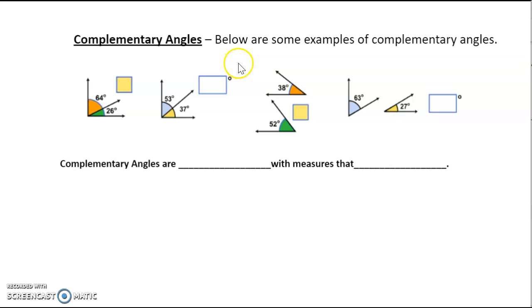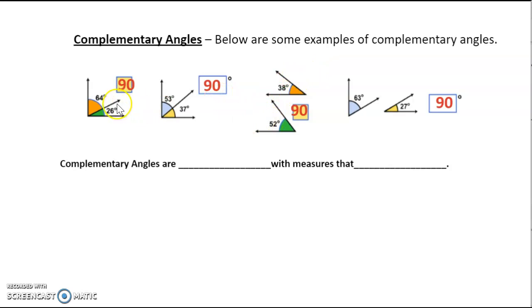So that brings us to what is a complementary angle. Below are some examples of complementary angles. Notice that 64 and 26 degrees, they add together to be 90 degrees. 53 and 37, they are also 90 degrees. And 32 and 58, 52 and 38, and 63 and 27, they all add to 90 degrees. And that's what complementary angles are.